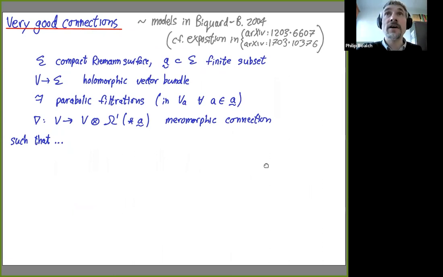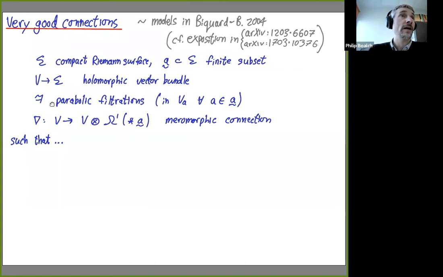Let me first give a precise definition. There are some references for this, but it's basically the models which are in this paper with Boalch, and there's some paper which gives various expositions of this, maybe trying to phrase it in a slightly cleaner or more intrinsic way. So the picture is you would have a compact surface with some marked points.